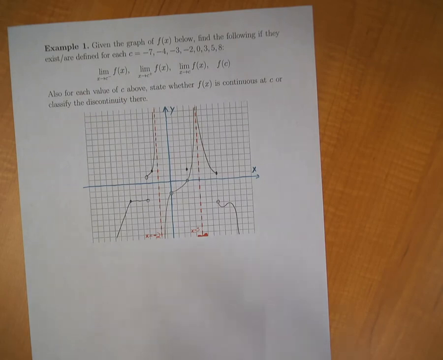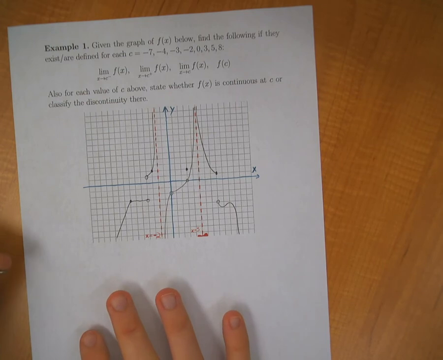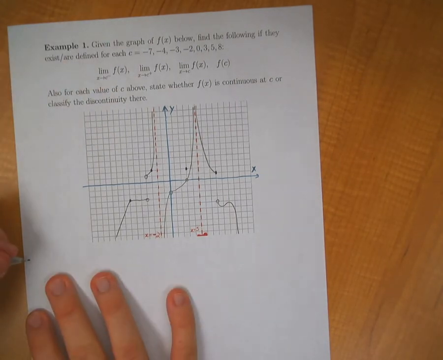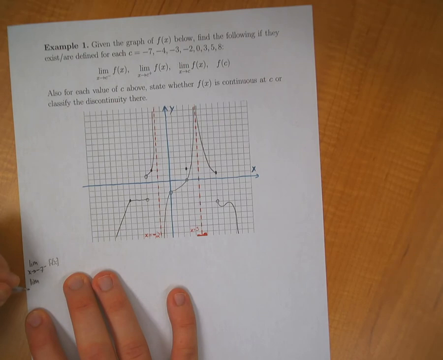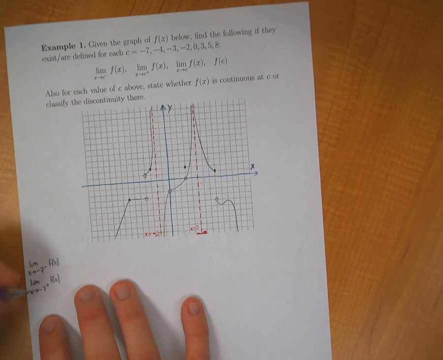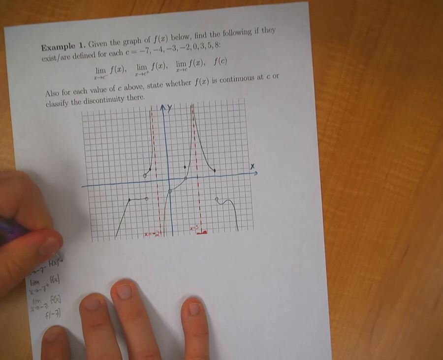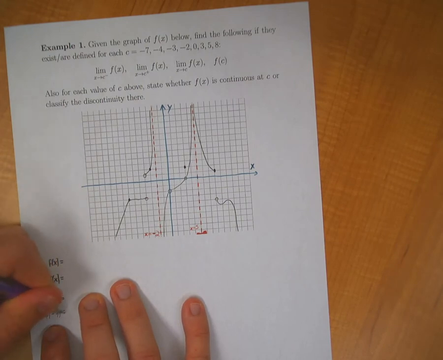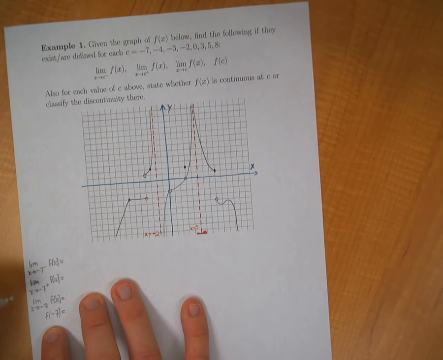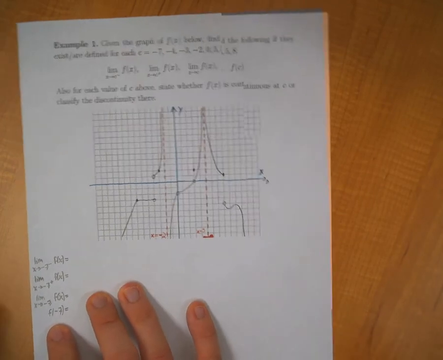Okay? So let's start with -7. So we have the limit as x goes to -7 from the left of f of x, the limit as x approaches -7 from the right of f of x, the limit as x approaches -7 of f of x, and then f of -7. So let's first focus on -7 and find these 4 values for that value of c. Okay?